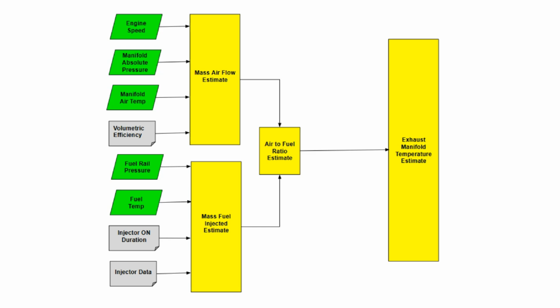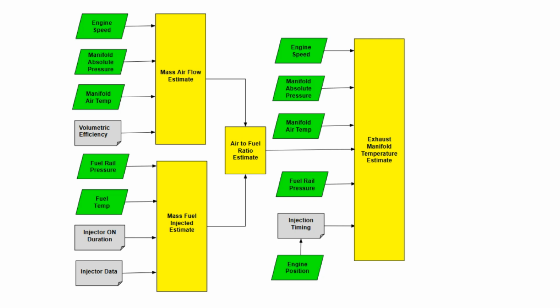Conversely, as the air-fuel ratio increases or becomes leaner, the exhaust temperature in general decreases. Therefore, exhaust temperature is said to be inversely proportional to air-to-fuel ratio. Some additional information is required for the UCM to accurately calculate exhaust temperature besides the air-fuel ratio. The values of engine speed, manifold absolute pressure, manifold air temperature, and fuel rail pressure are typically direct inputs to the exhaust temperature math model, as well as being inputs to the air-to-fuel ratio.